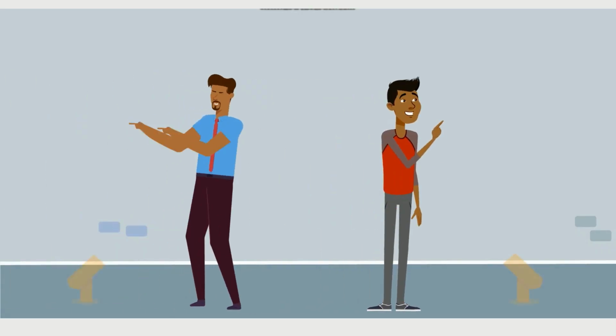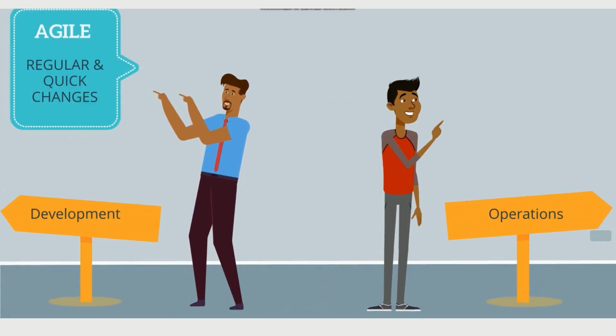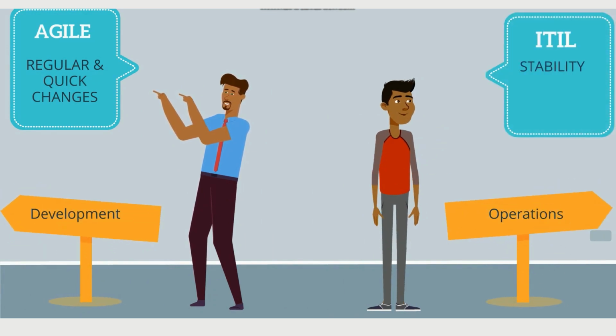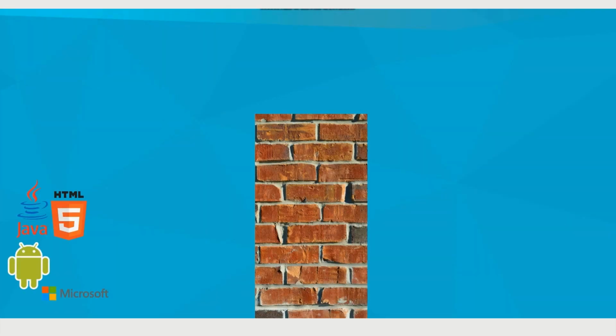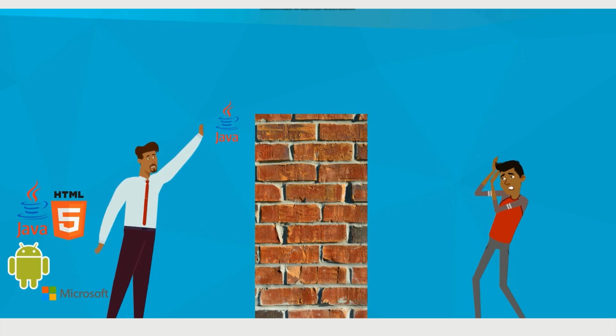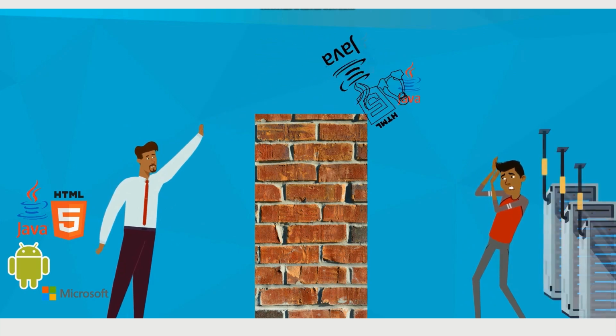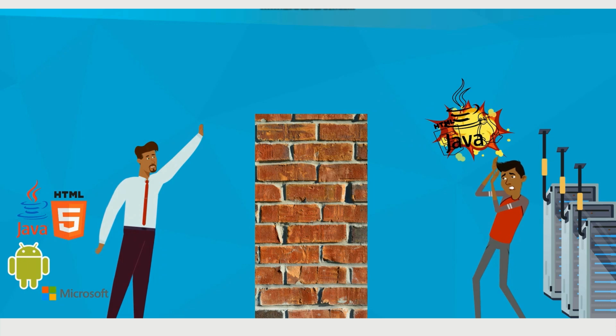Dev and ops are poles apart. Dev is agile, all about regular and quick changes. Ops is ITIL driven, provides a stable environment for the product. There is a big wall of confusion between these two parties. The developer tosses their code over the wall and the ops team's responsibility is to deploy the code on the servers.